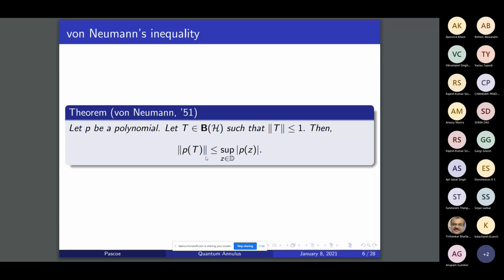if I take the norm of P of T, that's less than or equal to the sup of P of z over the disk. So the point is that if I take my polynomial and I take the supremum of its absolute value or modulus over the disk, that's going to be greater than or equal to the norm of this polynomial evaluated at that operator. So that's sort of a nice fact.